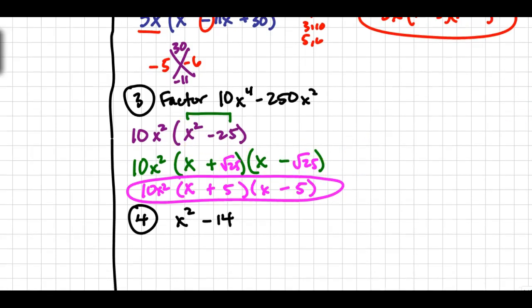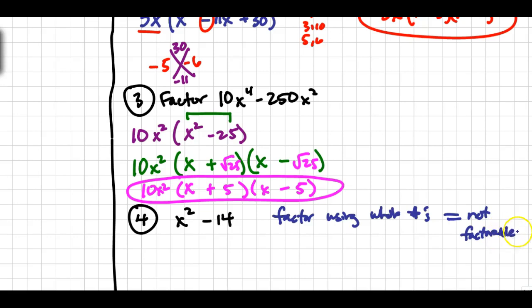So on the next one, I can utilize that same idea. First of all, if I was asked to factor using whole numbers, I would say not factorable. Can't do it. But if you're allowed to use real numbers, then you would factor it using the difference of squares method by doing a plus and a minus. The square root of x squared is just going to be x and x, and then I would simply do the square root of 14 and the square root of 14, just like I did the square root of 25 and the square root of 25 on the previous question.